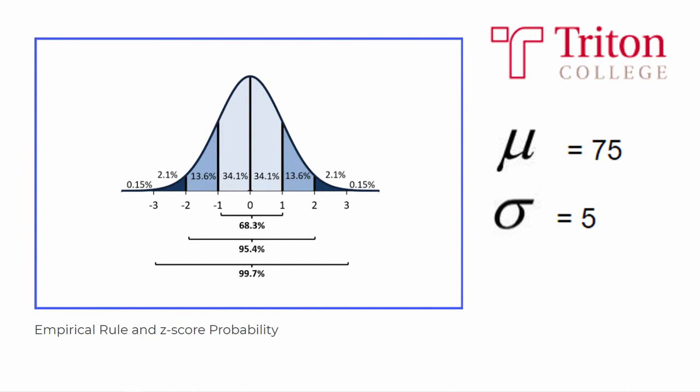13.6% of our observations are going to be between one standard deviation and two standard deviations.